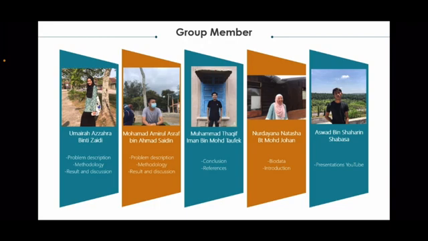Here are the group 9 members. Starting from the left is our group leader Umairah Az-Zahara. Next is Muhammad Amirul Ashraf, Muhammad Takif, Nur Dayana Natasha and Mima Saf Aswad. Below the names are the tasks that have been divided, and each of us plays our role productively for this assignment. Without further ado, let's move to the introduction.